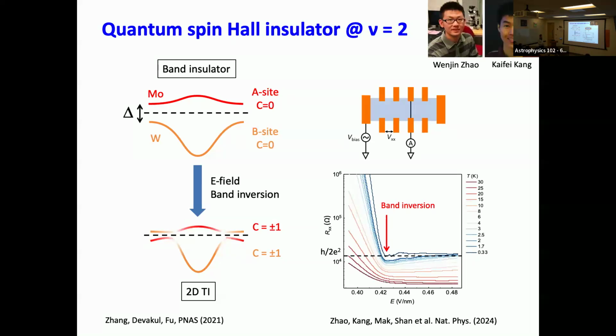And in fact, experimentally, you can measure it. This is the dependence of the resistance as a function of the electric field that causes the band inversion, at a fixed filling factor equal to 2. You can see that before the band inversion, the resistivity diverges in the low temperature limit, just typical for a band insulator. And after band inversion, in the low temperature limit, the resistivity saturates to a plateau with the electric field, and the value is pretty close to h over 2e squared. That's really supporting the emergence of the 2D TI state after band inversion.